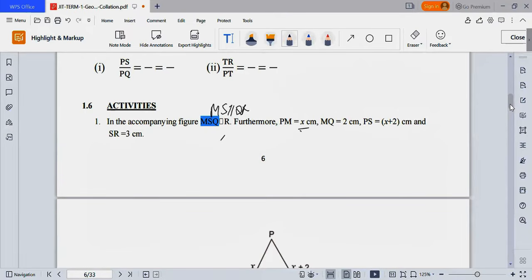In today's lesson, we're going to be looking at the proportionality theorem. Without any further ado, let's look at these activities here, just simple activities to set up the mood.